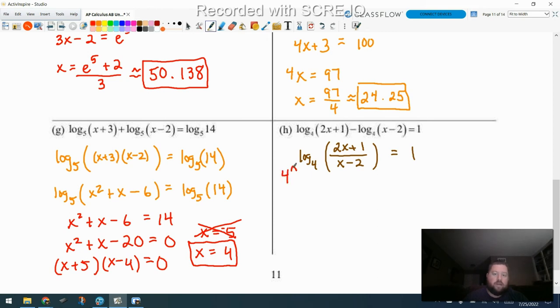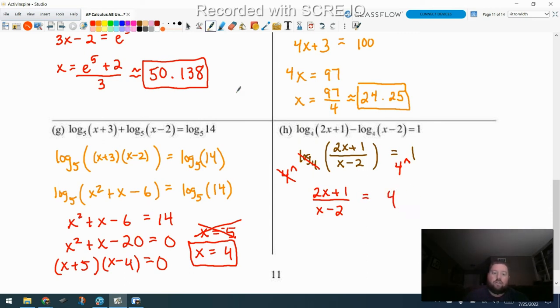So 4 becomes the base, log becomes the exponent, 4 becomes the base, 1 becomes the exponent. So over here, those are going to cancel, and we get (2x plus 1) divided by (x minus 2). And over here, we get just a 4.